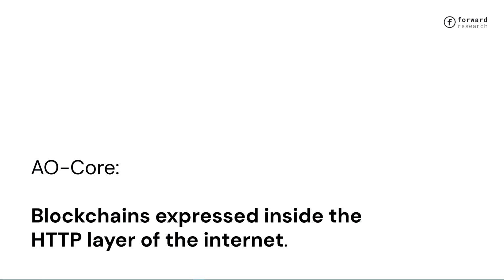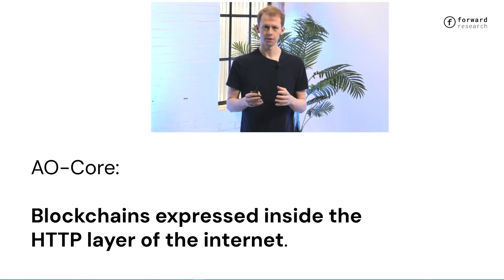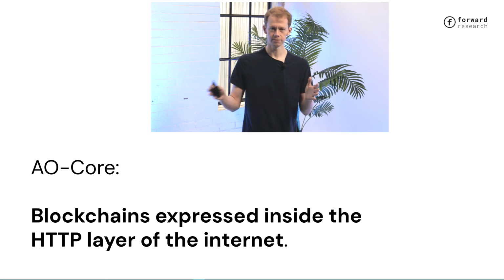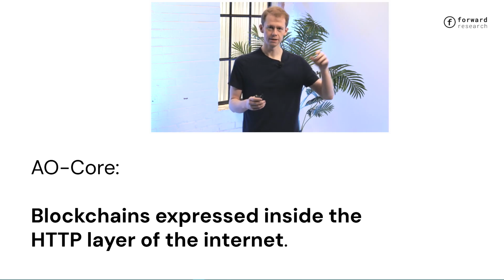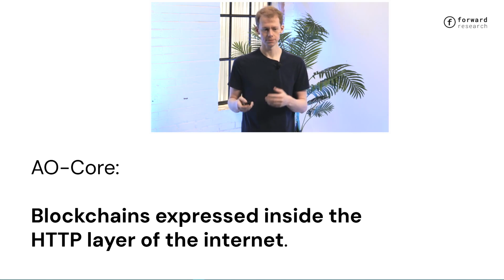So AO Core is simply blockchains expressed inside the HTTP layer of the internet. We boiled down the idea of a blockchain into its most fundamental elements and then expressed those in languages that are already well expressed and understood across a wide set of tooling. We really tried to build the primitives of what blockchains can give us into the existing infrastructure, rather than going from the other direction and saying, let's build an entirely new world and then have everyone try and adopt that. We built it into the stuff that already exists such that it can easily be adopted.